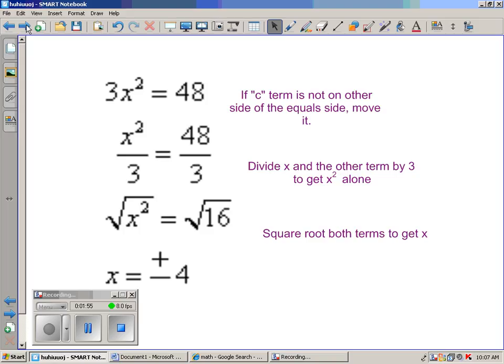And then you want to divide x squared by 3 and 48 divided by 3. And then you get x squared equals 16. And you're going to square root those just to get x alone because originally you have x squared. And then the square root of 16 is 4, so your answer is x equals plus or minus 4.